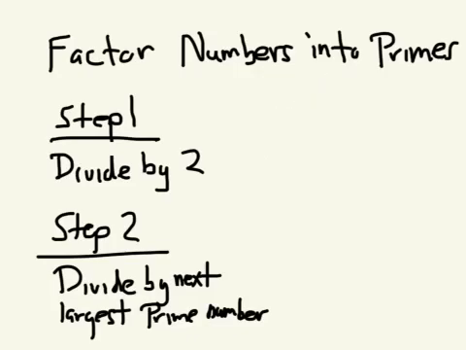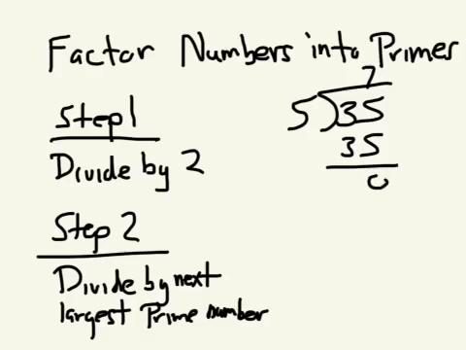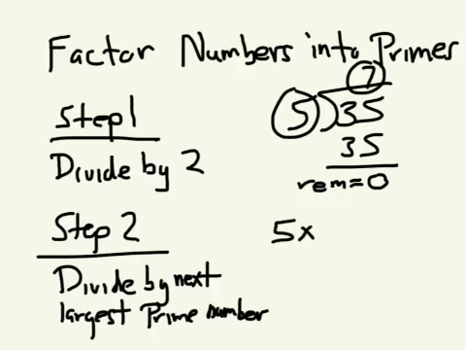So I would divide by my next highest prime number. 4 is not prime because 4 is 2 times 2. So I would take 35 and divide by 5. Since my remainder equals 0, 5 and 7 are factors of 35. So 5 times 7 equals 35.